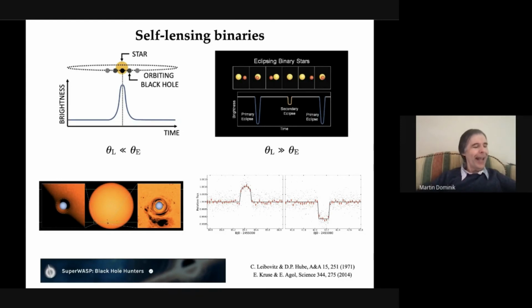One actually sees lensing as the white dwarf passes in front of its companion star, but an eclipse as the companion star gets in front of the white dwarf. A Zooniverse citizen science project hunting for black holes as binary self-lensing constituents in the data of the SuperWASP transit search got underway recently.